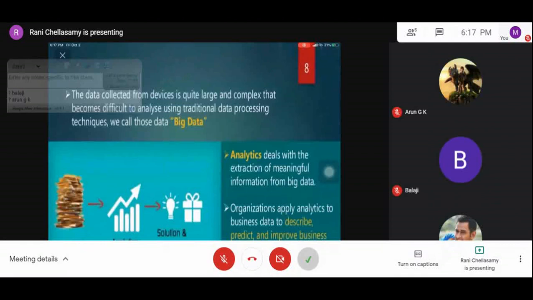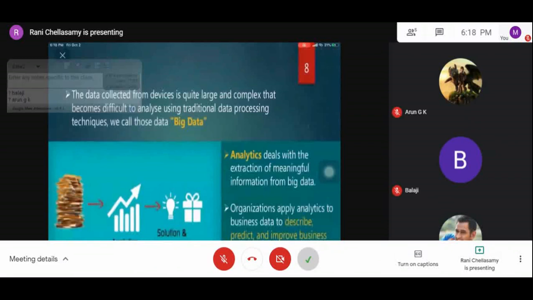Analytics deals with the extraction of meaningful information from the big data. So many organizations apply analytics to their own business data to describe, for prediction, and for improving business performance. For all such purposes, business people make use of analytics.